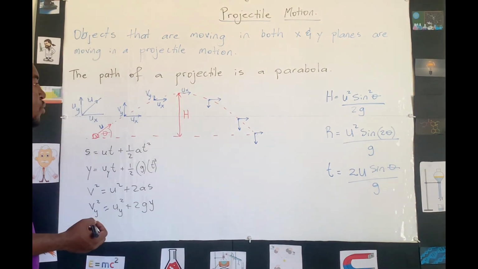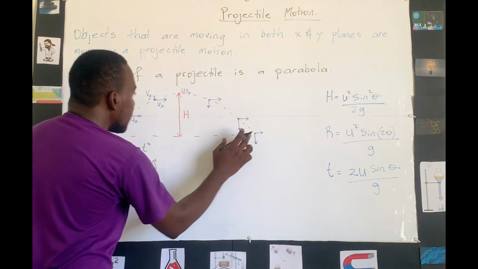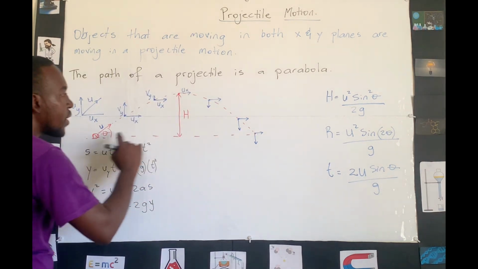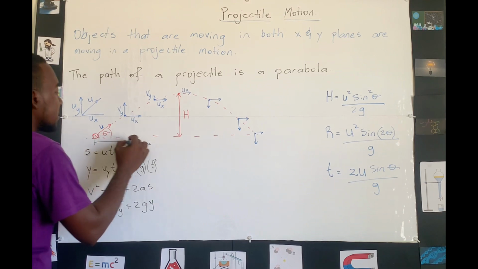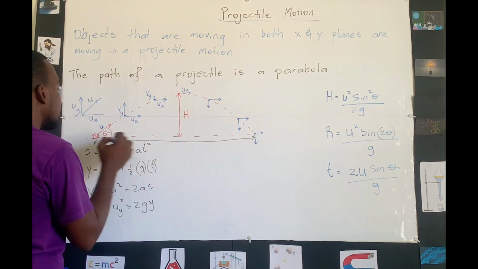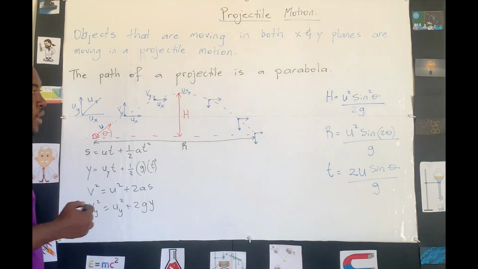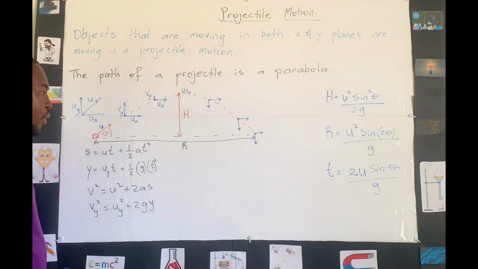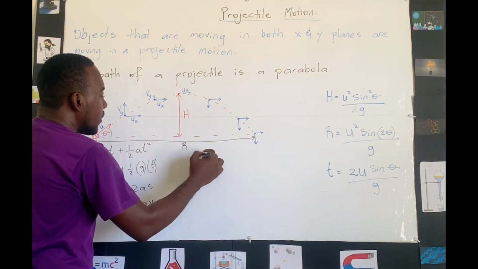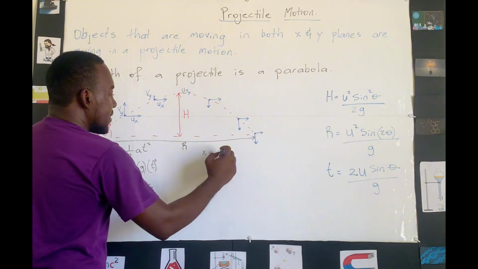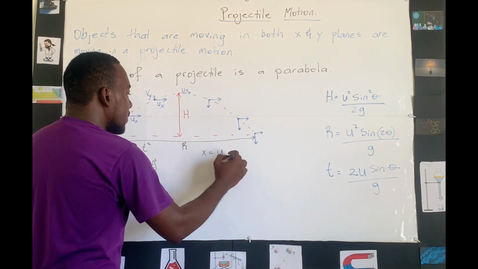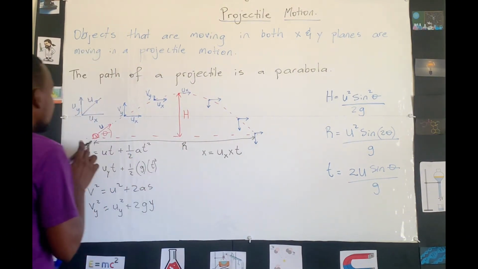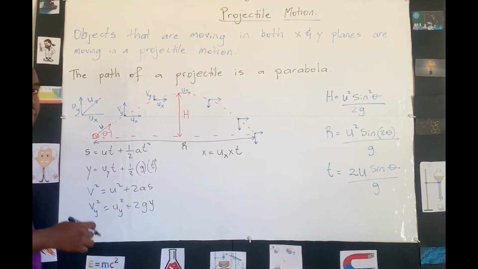Now, what else do we know? We can find the range, which is from the point it was kicked to where it came back to that same level, how far away those two points are. So this distance right here is called the range, R. And this is given by u squared sine 2 theta over g. Or a simpler one would be x, which would be R, is equal to the speed in the x-plane, which doesn't change, times the time it would take to move from here to here.